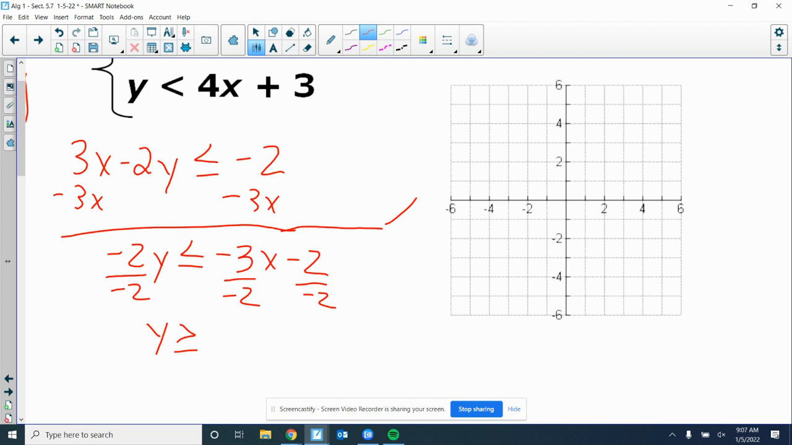Okay, guys, am I going to write 1.5? No. What am I going to write? Nice job. I'm going to write 3/2. And then what's -2 divided by -2? Plus uno, right? There we go.